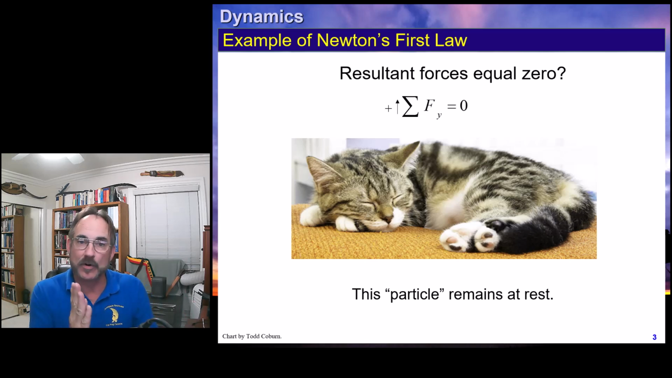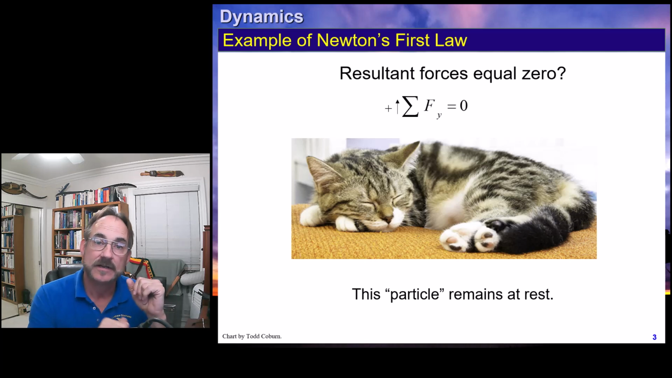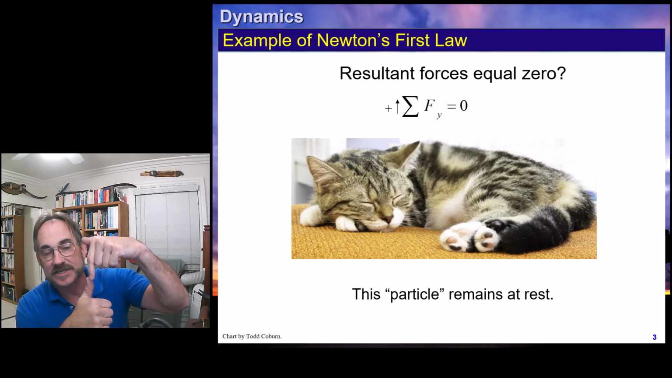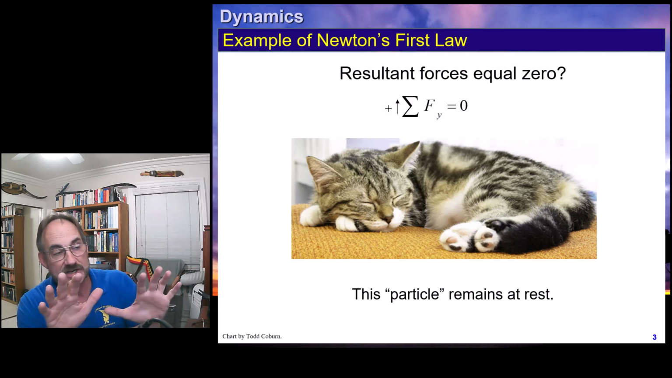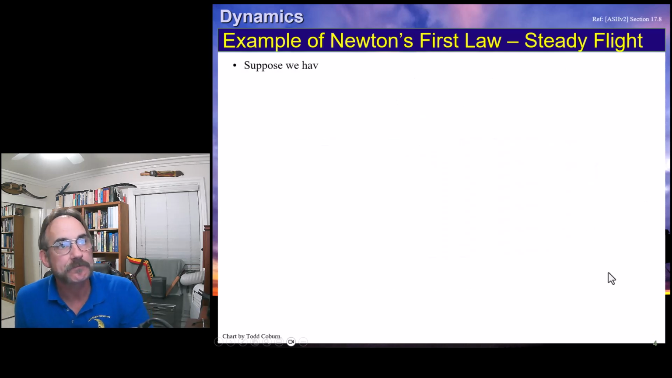But because the carpet, in this case, is pushing up with the same force as his weight, the sum of the forces is 0. In this case, we're summing the force in the y direction. The reaction of the Earth minus the weight of the cat equals 0. Therefore, he remains at rest. Okay? That's our first principle.